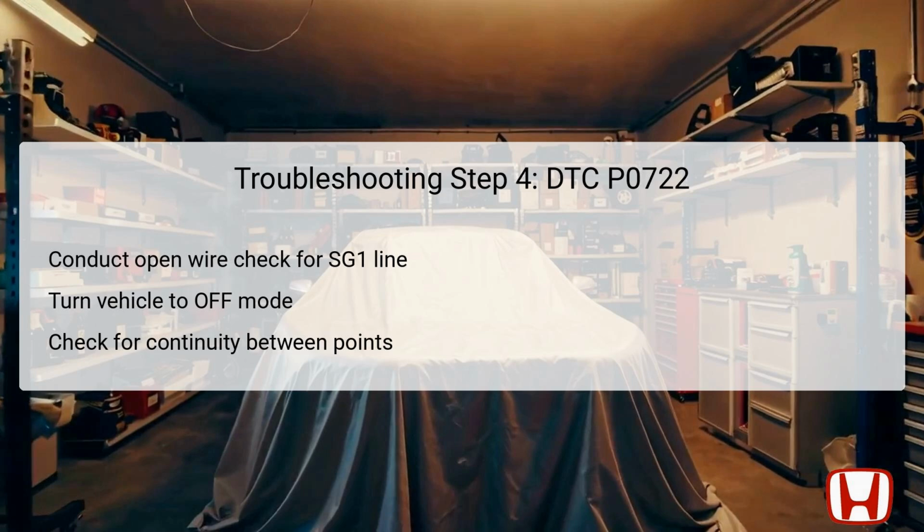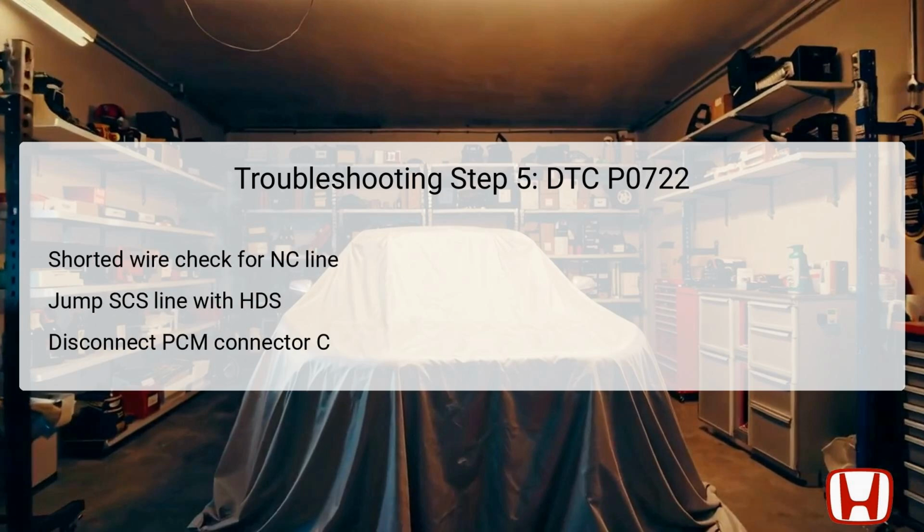Establishing continuity at this stage confirms that the SG1 wire is functioning correctly, which is essential for the proper relay of signals to the PCM. If continuity is detected, the SG1 wire is validated and the troubleshooting will move to replacing the output shaft speed sensor itself in the following step. Conversely, if the test yields no continuity, it indicates a fault in the SG1 line, necessitating repairs in the wiring leading to the PCM. The final troubleshooting step involves checking for potential short circuits within the NC wire.